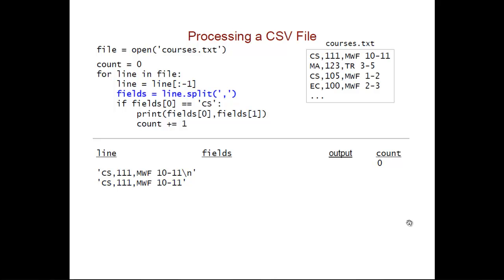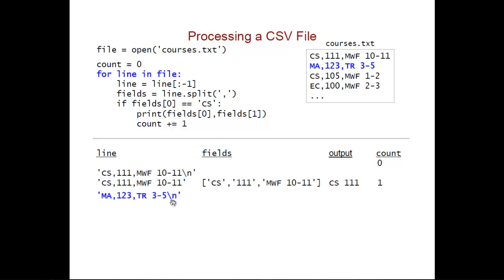end. We then use the split method inside the string to split on the commas, and that'll give us back a list that we're assigning to the variable fields, and each element of the list is one of the fields from that first line. And so this allows us to check to see if the first field is equal to CS. And if it is, that means that this is a CS course, so we're going to print the department code and the course number, and then we're going to increment our counter. And then we go back and we get the next line in the file.